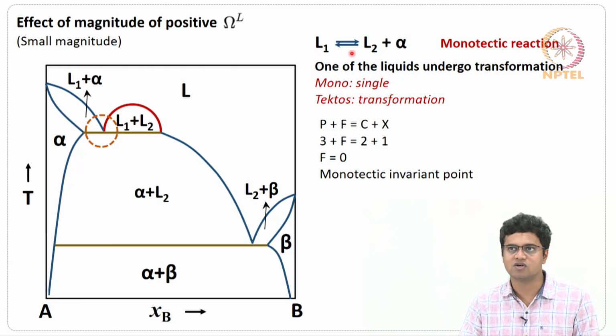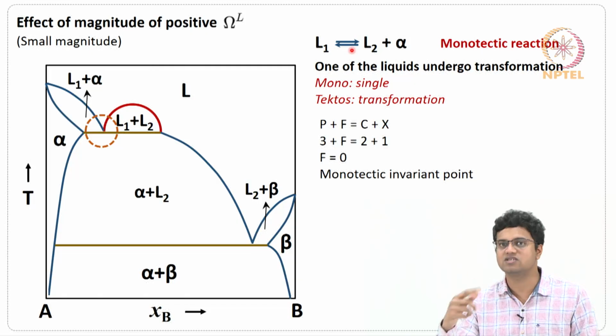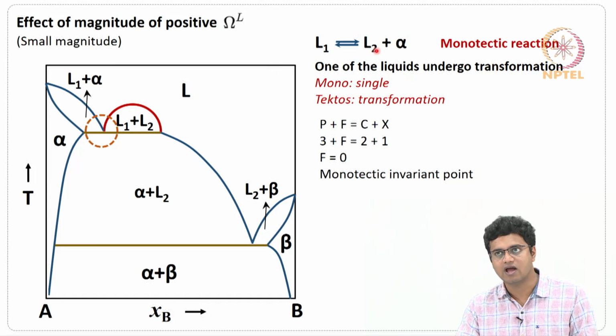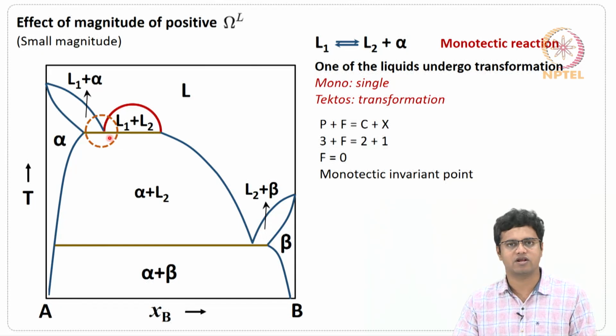Out of two liquids, one of the liquids will undergo solidification or transformation. One of the liquids, it means mono. Transformation is tectic, monotectic. So this type of reaction is called a monotectic reaction. Out of two liquids, one of the liquids undergoes transformation into another liquid and a solid. So if I apply the Gibbs phase rule at this point, you have three-phase equilibria at this point. What are the three phases? L1, L2 and alpha. So that's how you get F equal to 0. It's a monotectic invariant reaction.